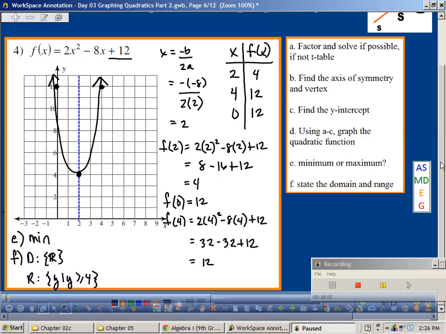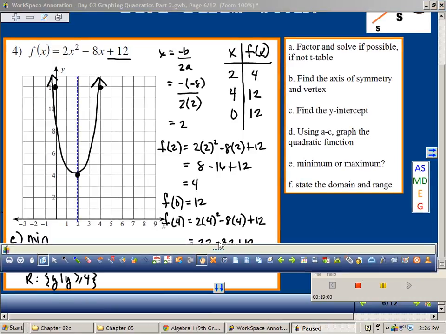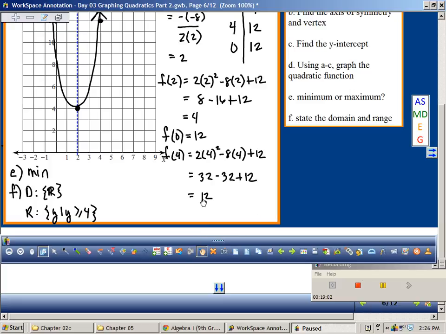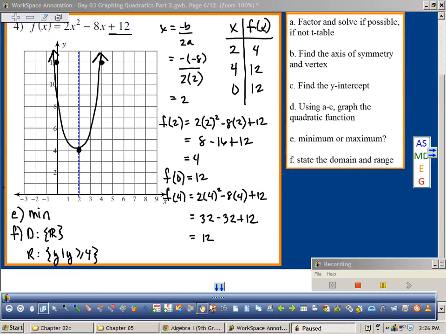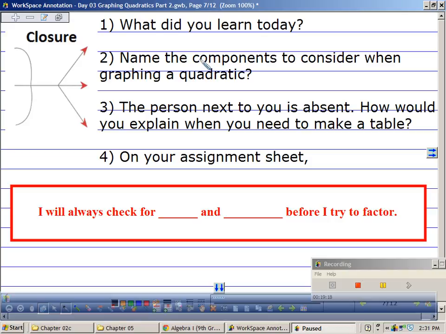People still copying down? Okay, let me give you a second. There you go. Good. Okay, so what did we do today? What did we learn? You can still solve without what? Without factoring. Good. Use that academic vocabulary.